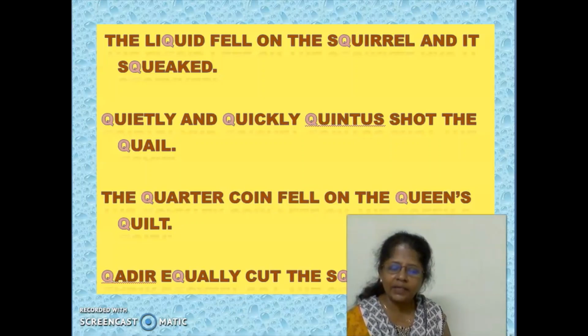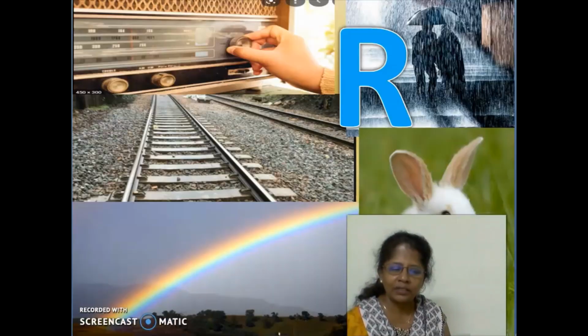And this basically makes the sound ik. But when you finish the ik sound, you have a u: quer, quack, quiet, quick. Okay, this is quer. Okay, that is about the quer or the Q.